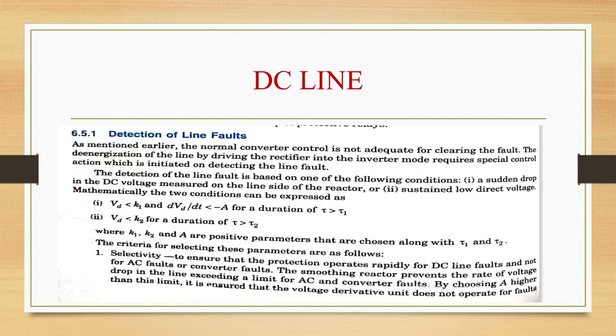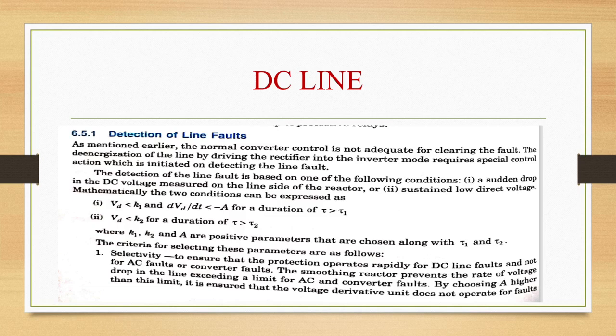Detection of line fault. Normal converter control is not adequate for clearing the fault. Deionization of the line by driving the rectifier into the inverter mode requires special control action which is initiated on detecting the line fault. The detection of the line fault is based on one of the following conditions. First is a sudden drop in the DC voltage measured on the line side of the reactor. Second is sustained low direct voltage.